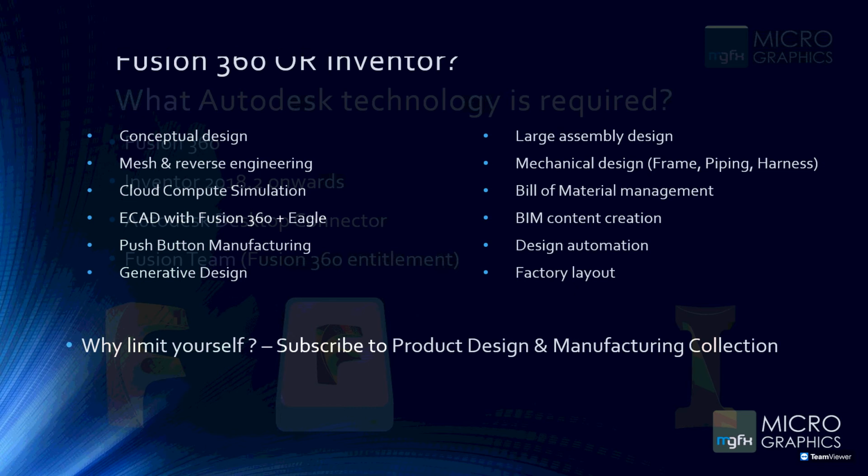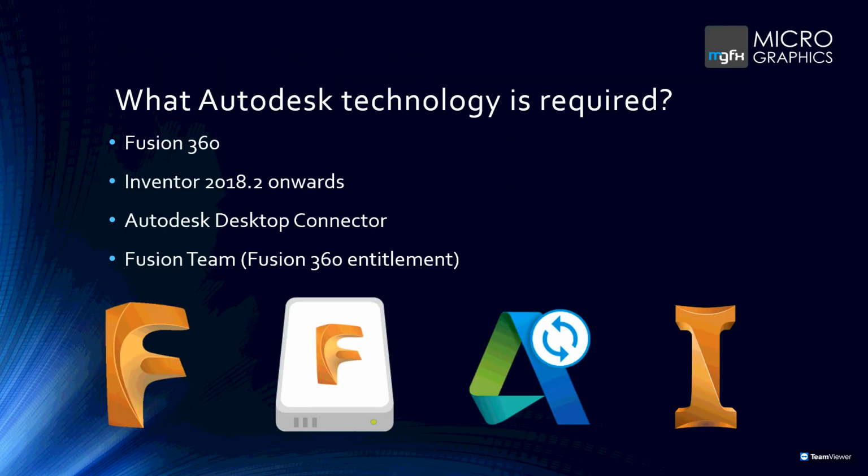Okay, just once again, what Autodesk technology is required: Fusion 360, Inventor, Autodesk Desktop Connector, and Fusion Team. So you can see over here now, we don't have your Autodesk Drive anymore. So it doesn't work with Autodesk Drive. Okay, Fusion Team says the Fusion 360 entitlement. So you get it with Fusion 360, but you also get it with your Product Design and Manufacturing Collection as well.